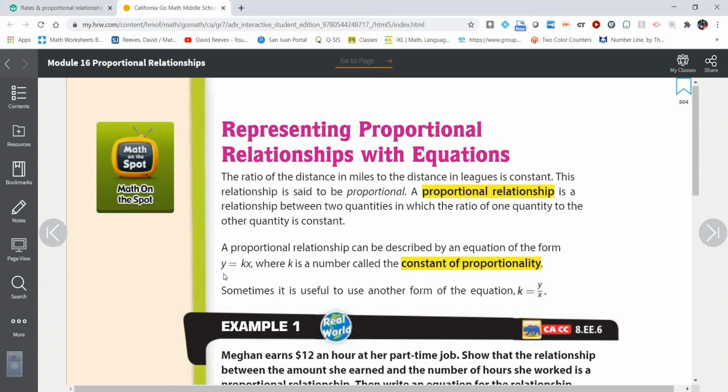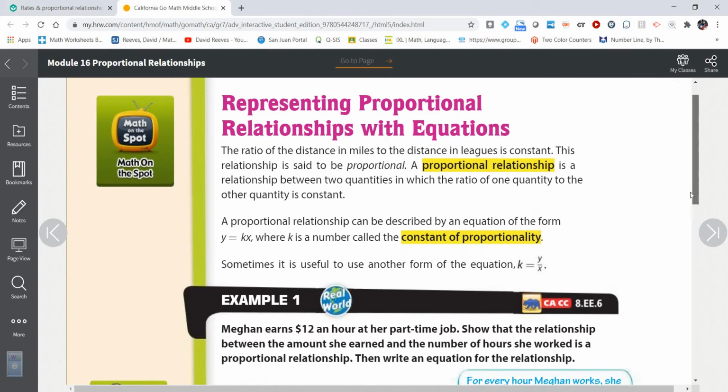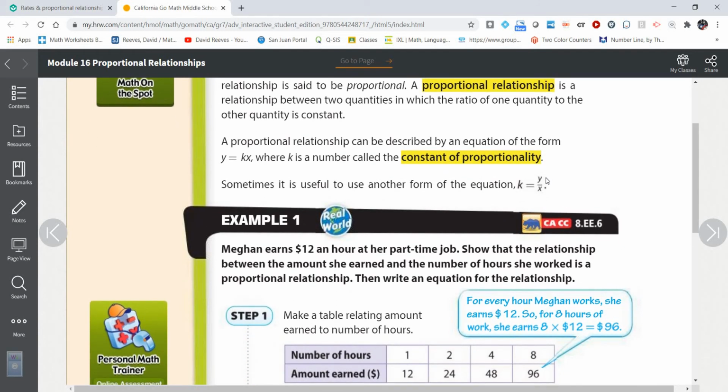y is the second number. The second number is equal to a constant multiplied by the first number. Let me say that again. The second number is equal to a constant multiplied by the first number. All right, that's what a proportional relationship is. Again, y is the second number, x is the first number, and k is a constant.